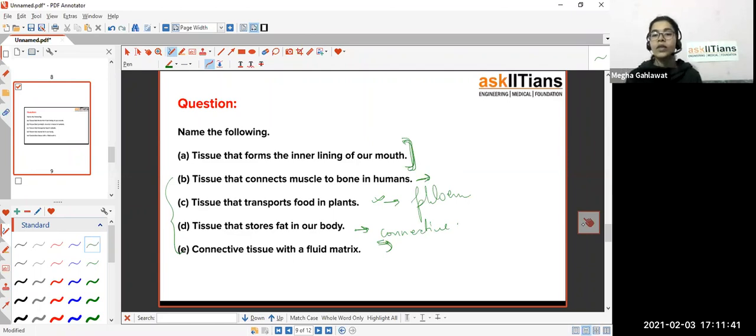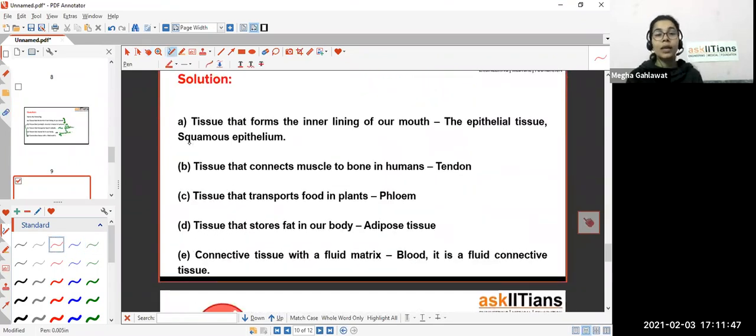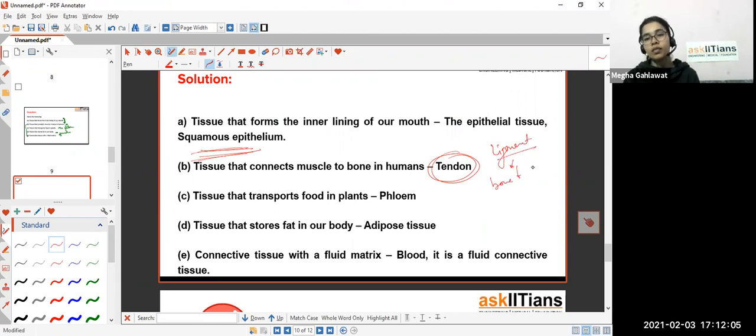Not taking much of your time, I'm going to give you the answers. Squamous epithelium tissue is the one present in the epithelium lining of our mouth. Tendon is the one connecting muscles to bones, and ligaments are the ones which connect bone to bone. Note this down, I'll be asking this in the next session, okay? And again, phloem, adipose tissue, and the blood.